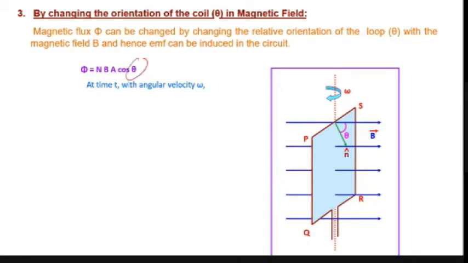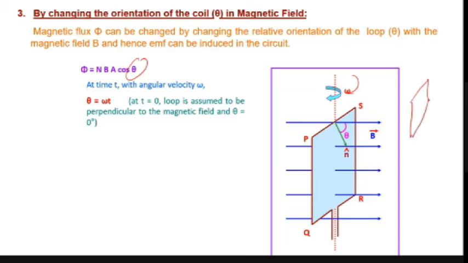Omega into T. So substituting here, it is moving with an angular velocity omega. So theta is equal to omega into T. At time T, initially the loop is assumed to be perpendicular. If the loop is perpendicular, the area vector is parallel to B. Always remember that. If the loop is perpendicular, area vector will be in this direction, magnetic field is also in this direction. That means theta is 0 degree. So initially, at time t is equal to 0, loop is assumed to be perpendicular. Then we are starting to rotate the loop. So the expression will be phi is equal to NBA cos omega t.